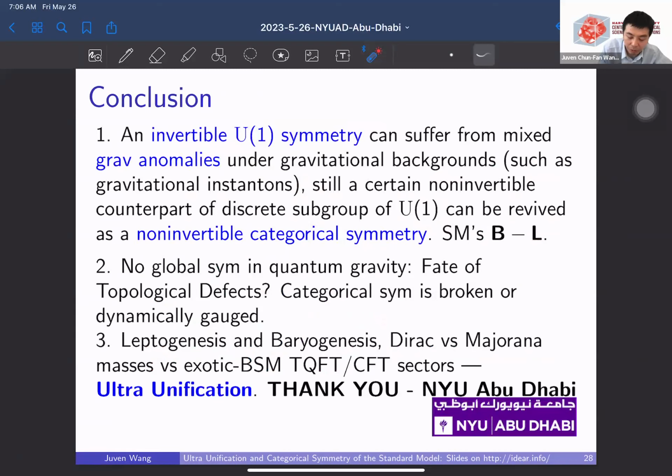So we discussed that the invertible U(1) symmetry of B minus L can actually be revived, for some rational angle subgroup, as a non-invertible categorical symmetry. Because there's no global symmetry in full quantum gravity, as a folklore in that community, the fate of these topological defects might have some new implications, and this symmetry needs to be either broken or gauged in some way. There could be other implications like leptogenesis, and the so-called Ultra Unification predicts a possible TQFT and CFT sector. It could possibly give a new way to think about leptogenesis. Yeah, so thank you very much.